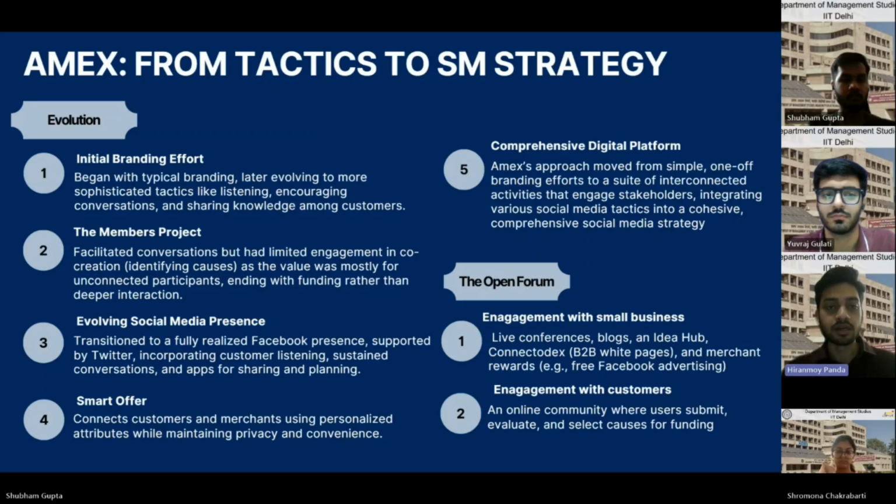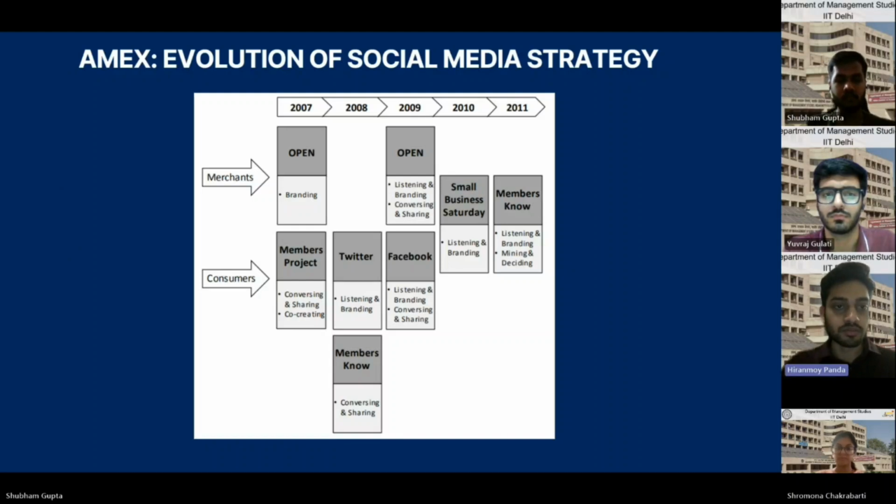If you go to the next slide, we can understand this in a tutorial way. Here we can see in 2007 it started with branding. From the merchant's perspective and the consumer perspective, it involved the implementation of conversing and sharing and co-creating tactics in the member project. For Twitter, it was essentially listening and branding. For Facebook, it was listening and branding complemented with conversing and sharing. And members know conversing and sharing. In 2009, for merchants, from branding it switched to the tactics of listening and branding and conversing and sharing. It also propagated Small Business Saturday in 2010, and members know, which was listening and branding and mining and deciding.